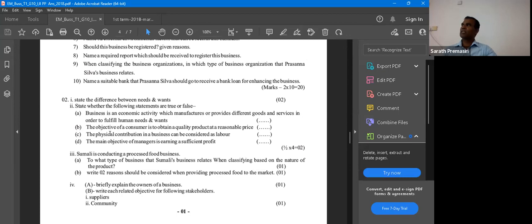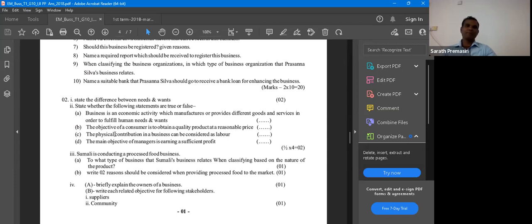Physical and mental contribution in a business can be considered as labor. So that part is missing. Physical and mental.